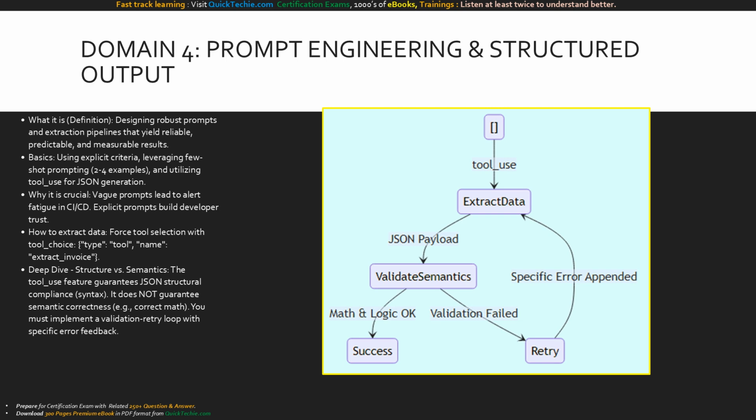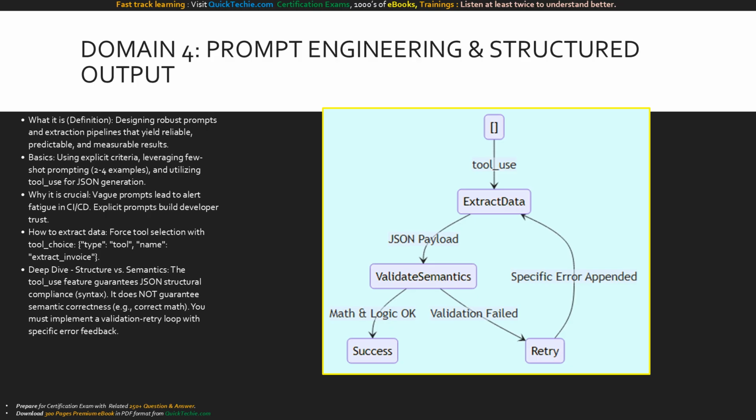The process begins with the extract data state, where Claude successfully outputs a structurally perfect JSON payload via tool use. However, we immediately move to the validate semantic state. This is where your code checks the actual meaning of the data. Does the math add up? Are dates valid? If everything is correct, we transition to success.